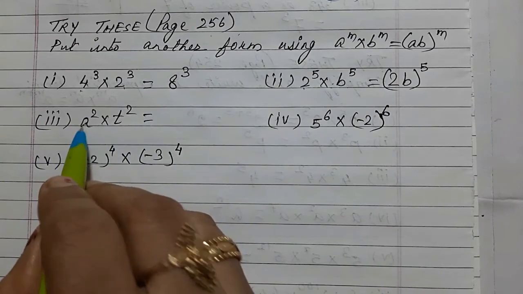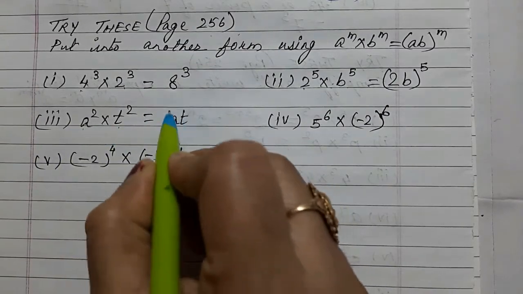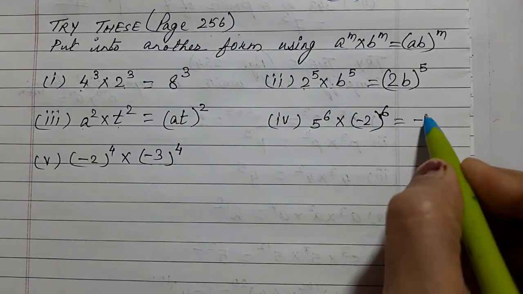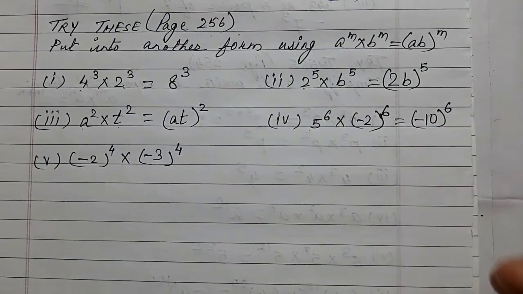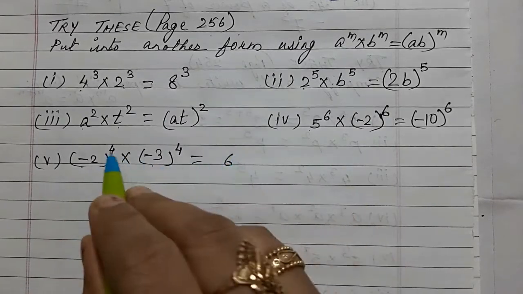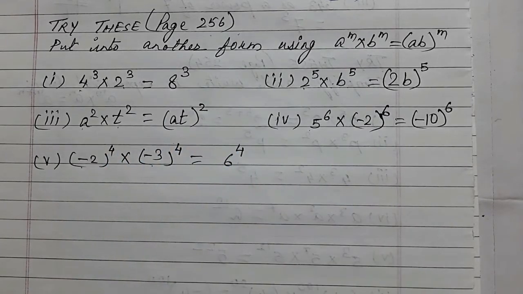a multiplied by t, 80 raised to the power 2. 5 into minus 2 is minus 10 raised to the power 6. Minus 2 into minus 3, 6 raised to the power 4.